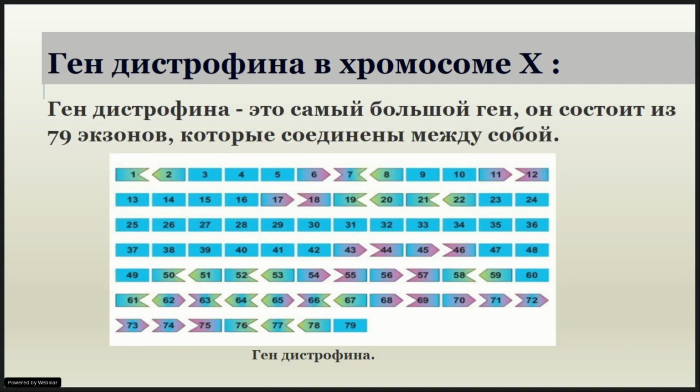Let's have a look at the dystrophin gene. This is one of our largest genes, which is present, as I mentioned before, in the X chromosome. The dystrophin gene contains 79 exons, which are pieced together or joined together as you see here.